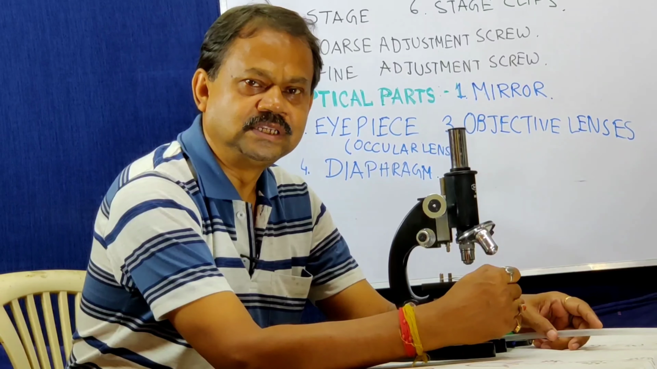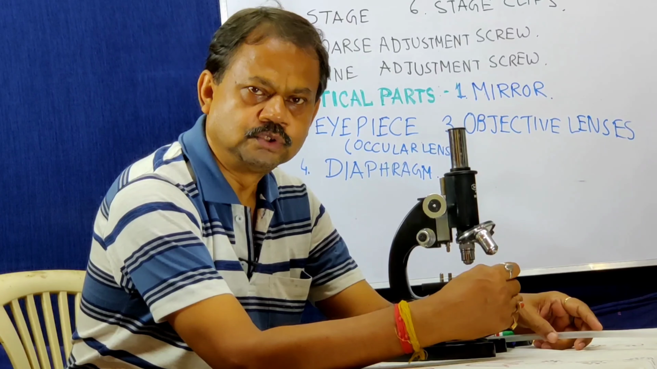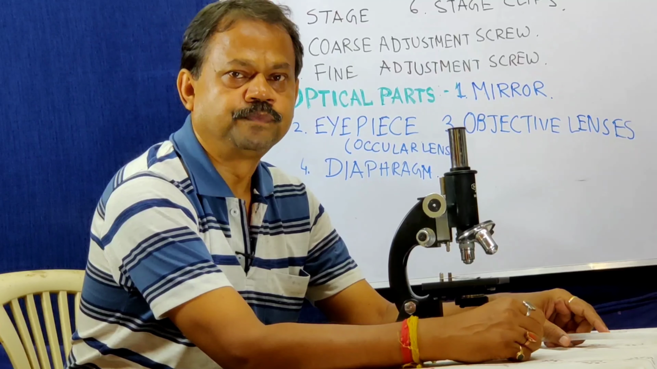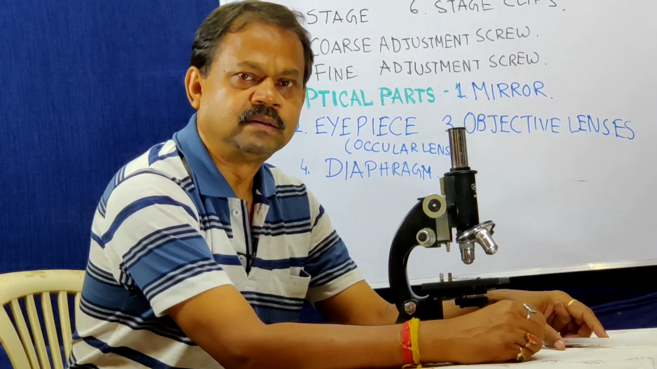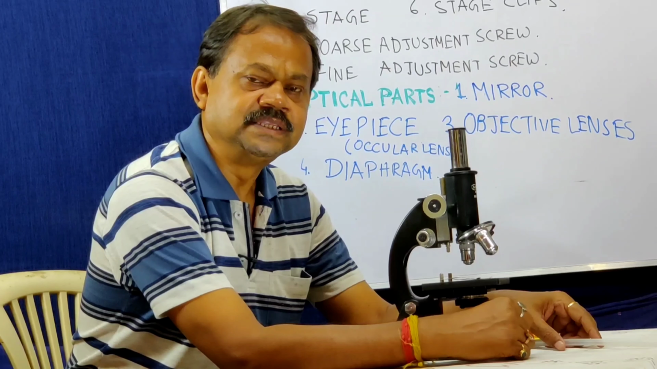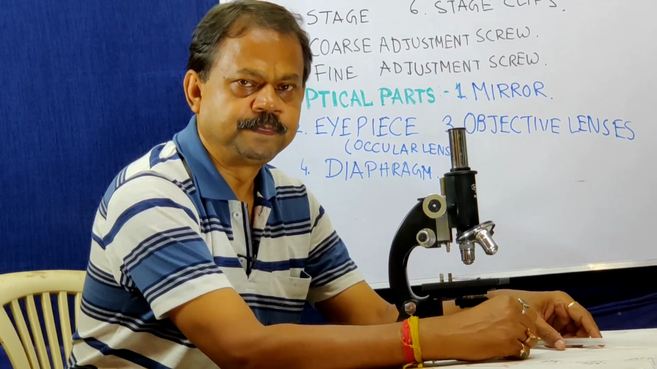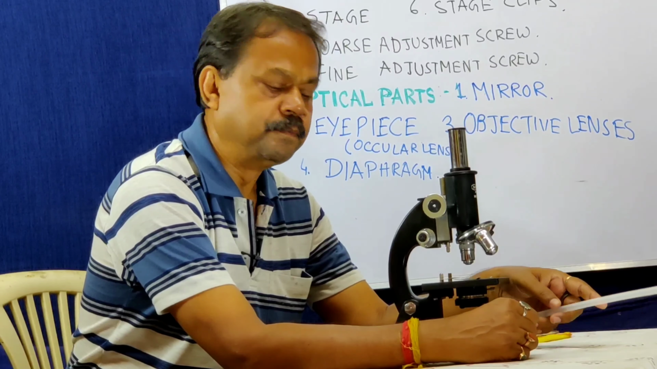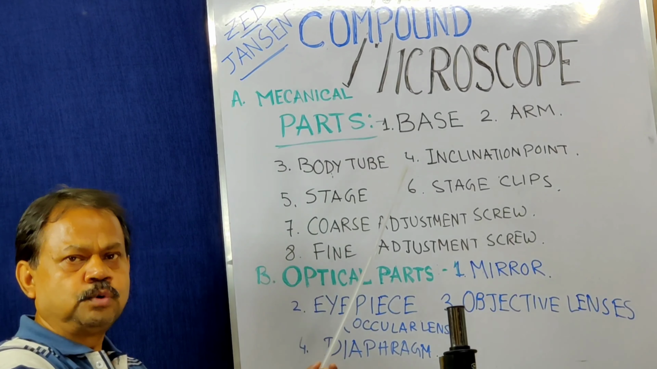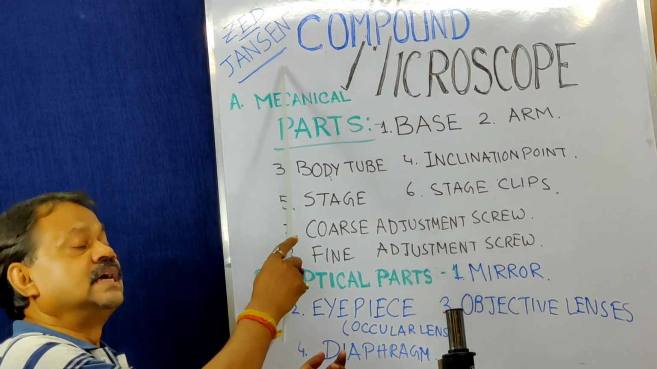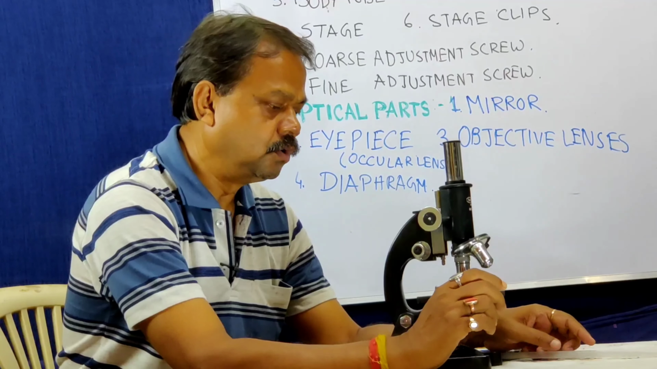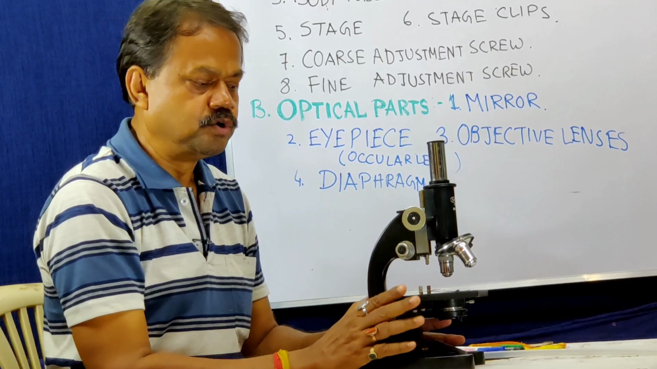Now I am going to discuss the different parts of the microscope, and you will learn how to use this compound microscope. A microscope is an instrument by which we can see any minute things, and it is very essential for students of biology. The microscope was invented by the scientist Janssen in the year 1590.